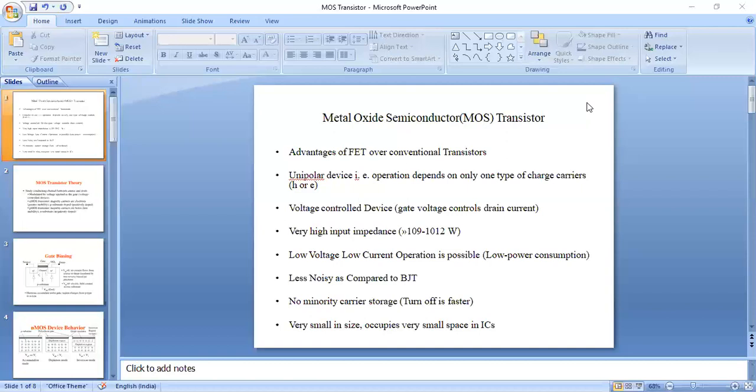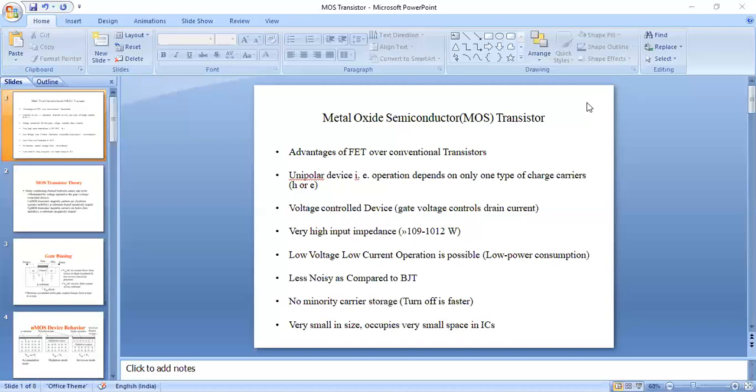It also has another major advantage: it is less noisy compared to the BJT. When we study the operation of this MOSFET, we will see how it gives us less noise. The next point is no minority carrier storage. It doesn't have any storage, so no power is wasted here.